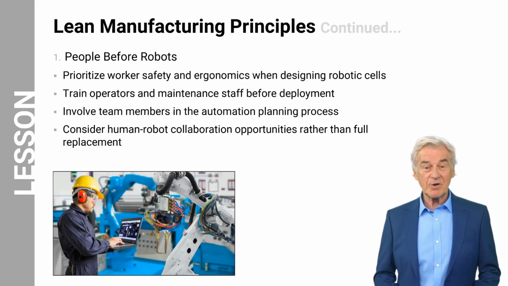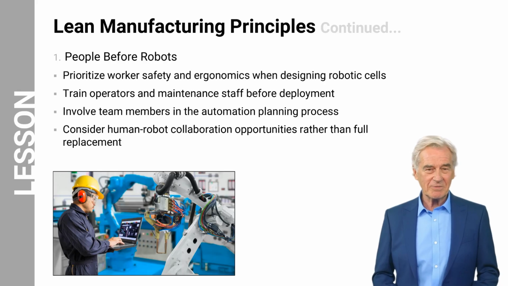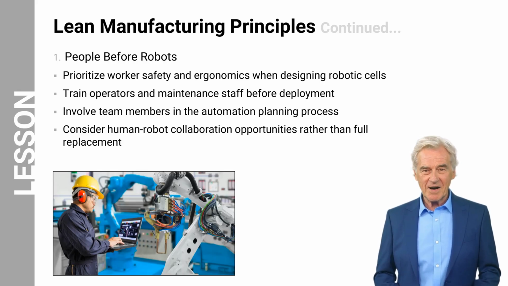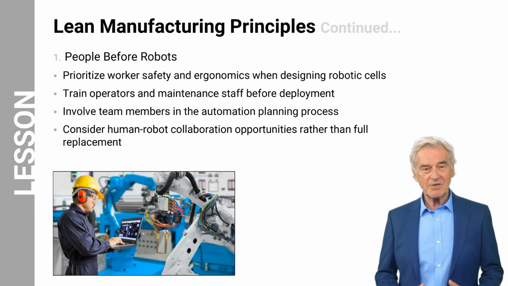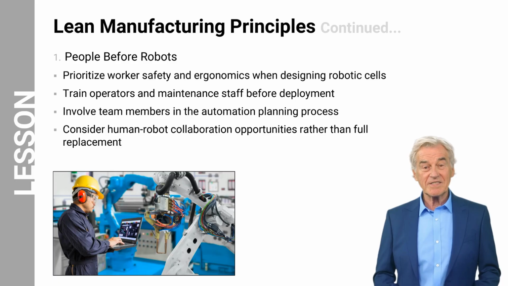The first principle in lean robotics is people before robots. This principle emphasizes that successful robotic automation begins with a focus on the human workforce. Organizations must prioritize worker safety and ergonomics when designing robotic cells to ensure a secure working environment. Before deployment, comprehensive training is provided to operators and maintenance staff to build the necessary skills and confidence. Team members are actively involved in the automation planning process, leveraging their experience and insights.